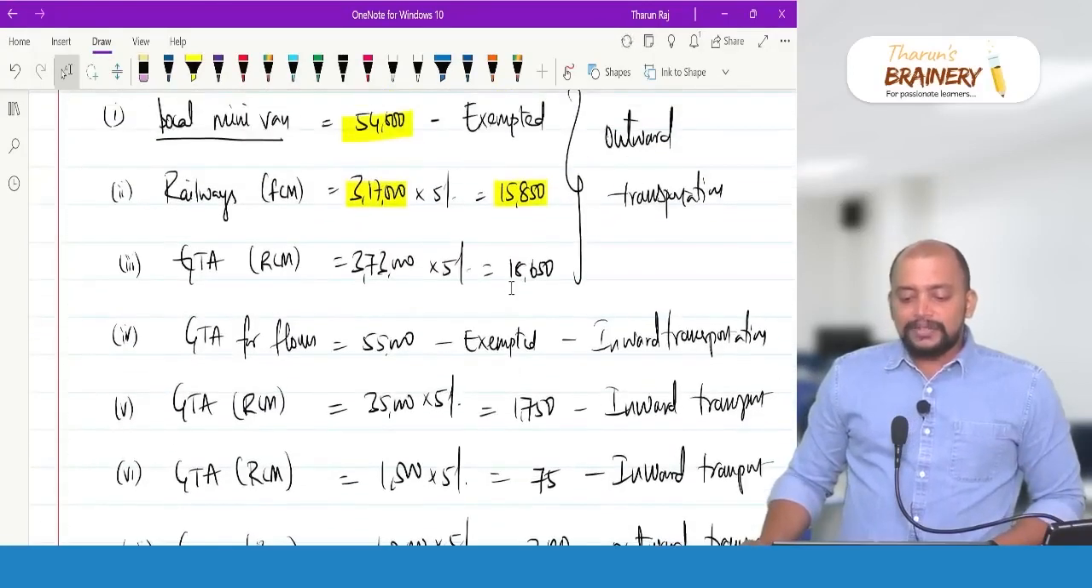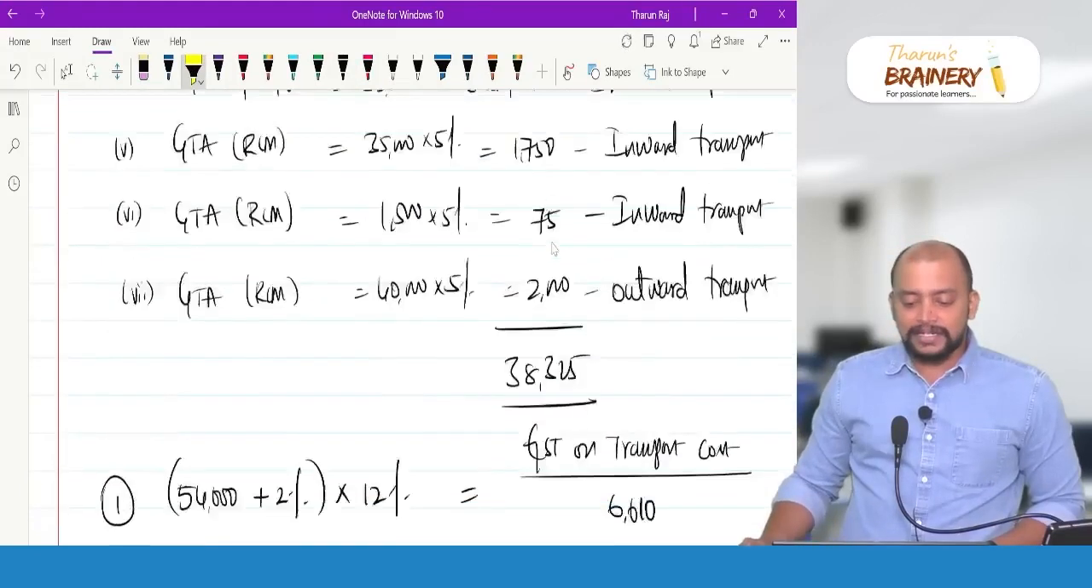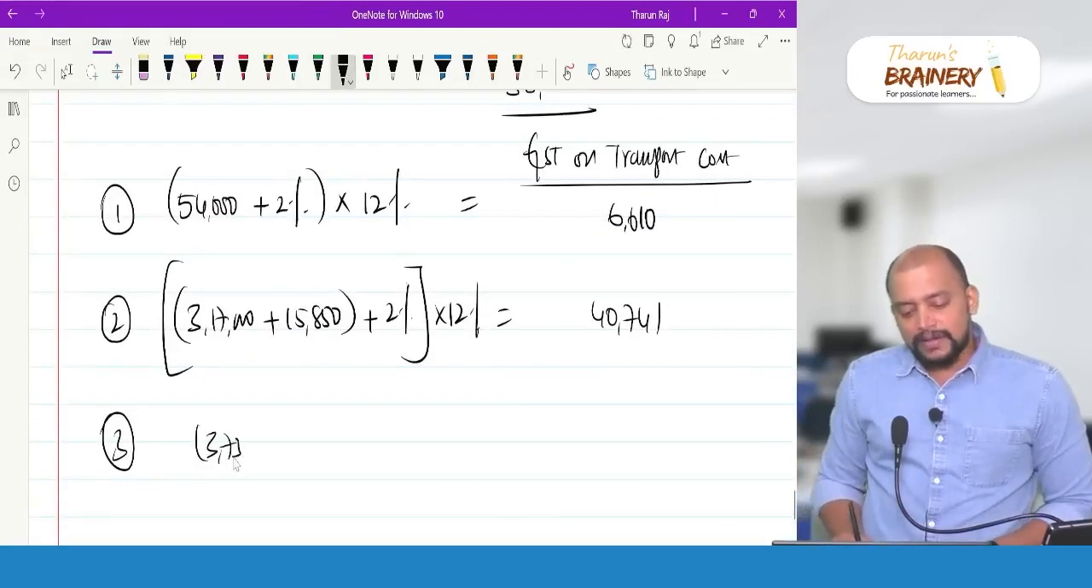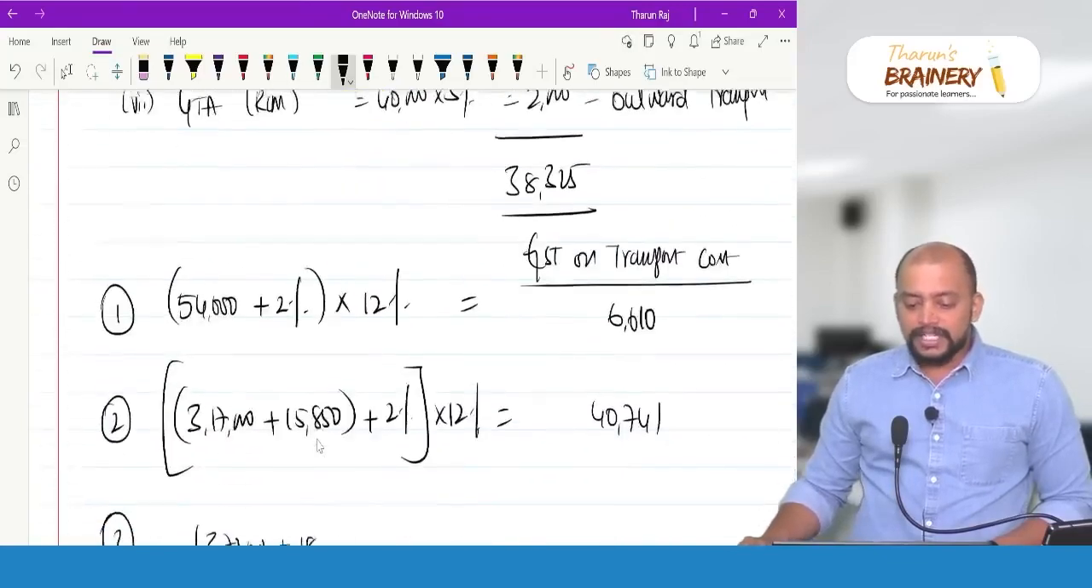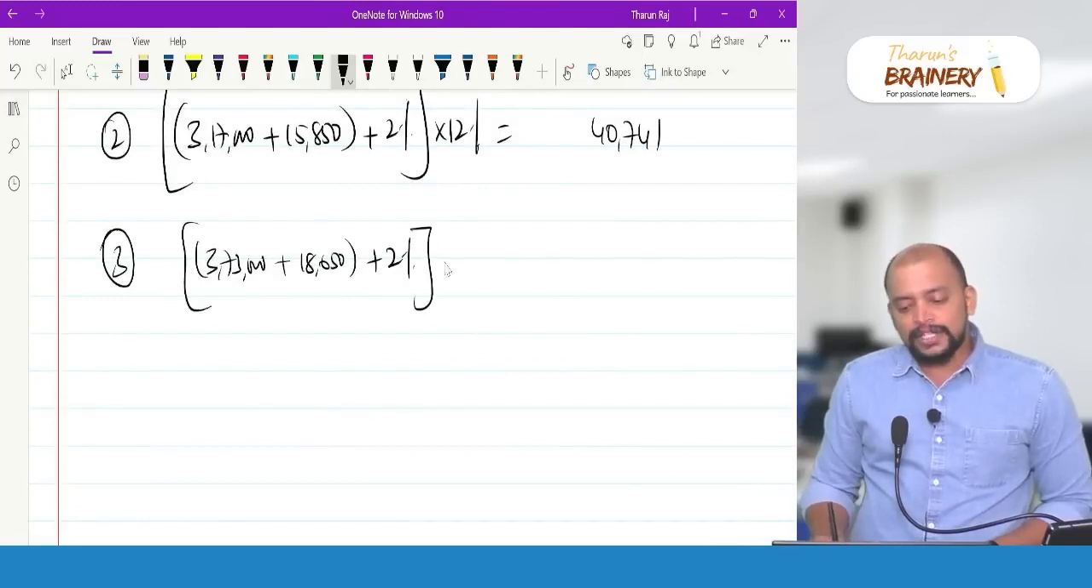Then, third outward supply is 3,73,000 freight, and along with the GST we will recover plus 2%. So 3,73,000 plus 18,650, and on top of this we will add a markup 2%, and on this overall 12% GST.